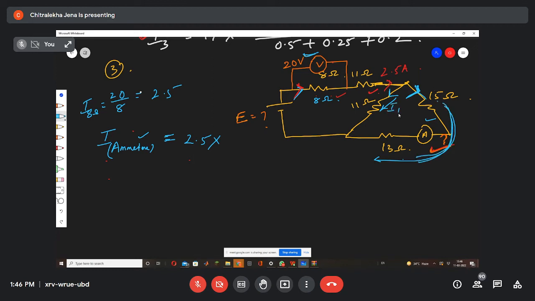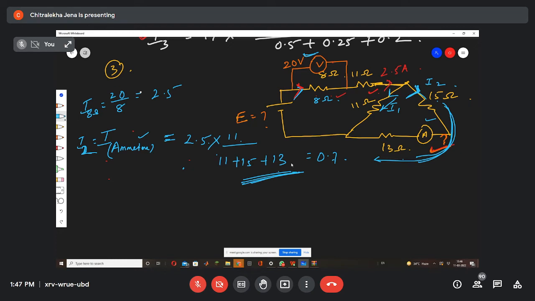Suppose this is I1 and I2. I want I2. I2 is flowing in the ammeter, right? Got it or not? Yes, ma'am. Ma'am, 1.794. No. How much is it? Tell me. 2.5 multiplied with how much? Not 28. I am finding out 11 divided by 28. 11 divided by how much? 11 plus 28, which is 39. So it is equal to 0.72. Understood or not? This equation only you need to write down.